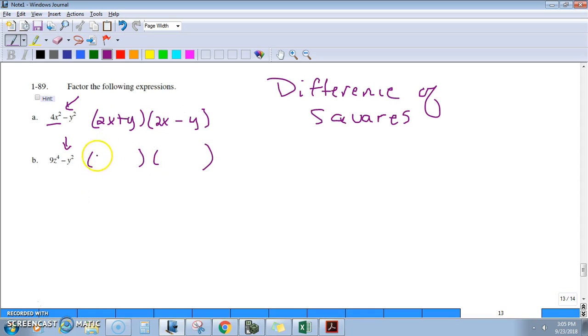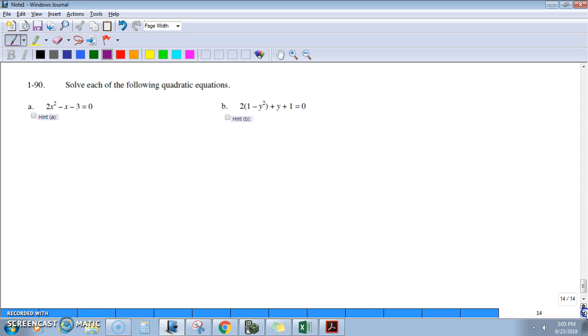Okay, so the square root of 9z to the fourth is 3z squared. 3z squared minus y, plus y. Cool. One more question. Solve each of the following quadratics. Okay, so did they give us nasty ones? That's okay. Let's start over here.